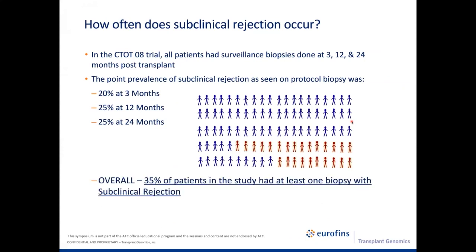Overall, 35%, 1 in 3 patients in the study had at least one biopsy with subclinical rejection in the first 2 years. So it's a common finding. And we also found that about 80% of the rejections detected on biopsy were read as BAMF borderline infiltrates, with 20% being 1A or greater or antibody-mediated rejection. And subclinical antibody-mediated rejection is defined the same way: stable renal function, normal renal function, but a biopsy showing rejection.